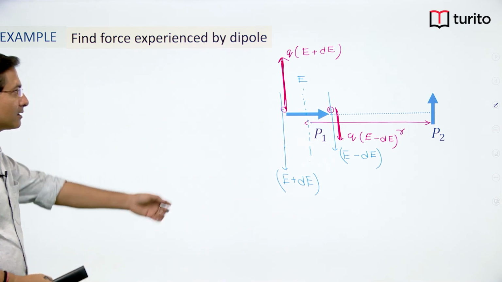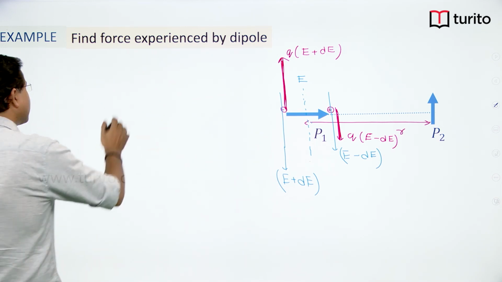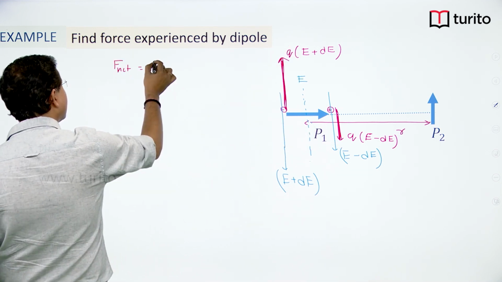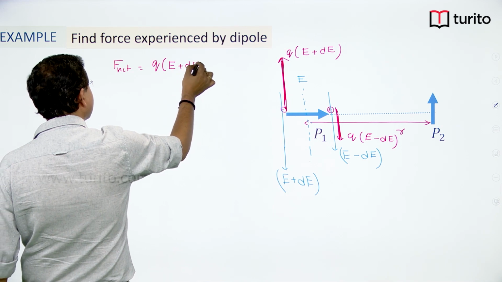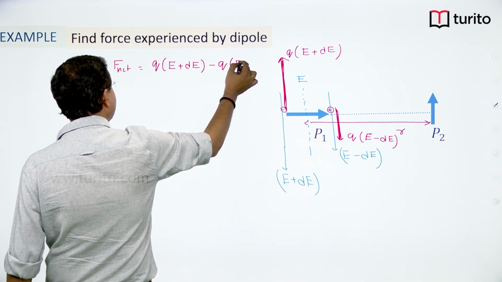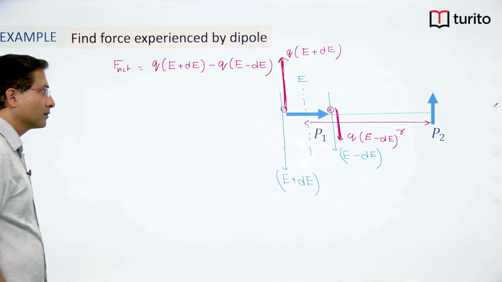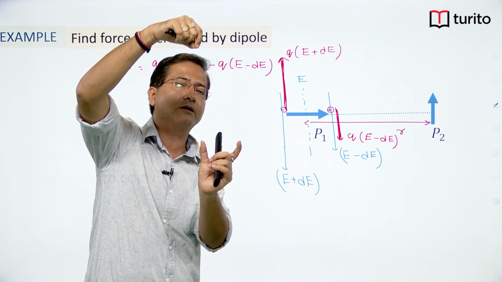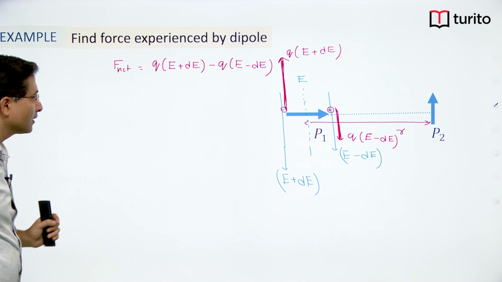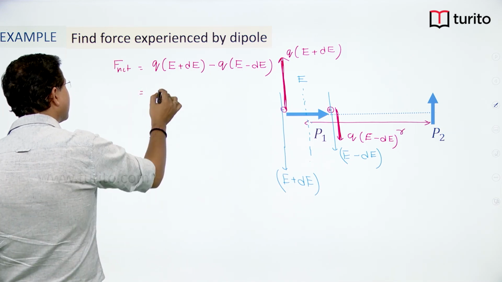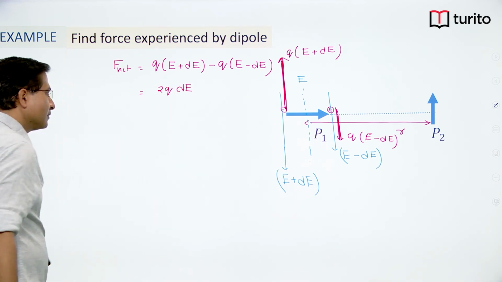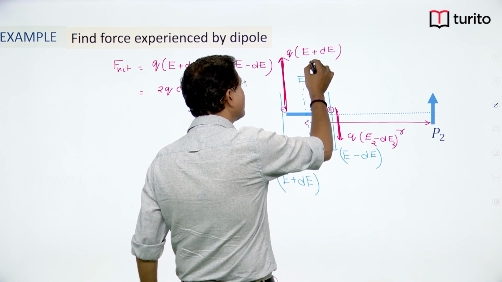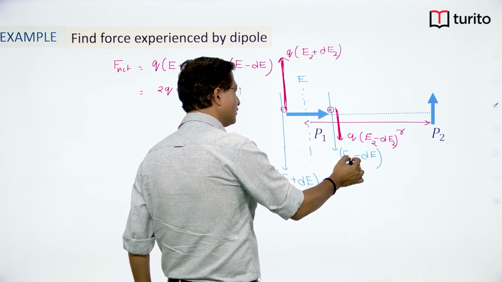So if this is the free body diagram and I ask what is the net force, so subtract these two, F net is equal to this minus this. So Q times E plus dE minus E minus dE. So free body diagram of dipole, this one is experiencing force in downward direction and this one is experiencing force in upward direction. Resultant of these two will give you net force, and if you simplify then again you are getting 2Q dE. This is the field produced by second one. So let us write E2 so that there will not be any confusion.